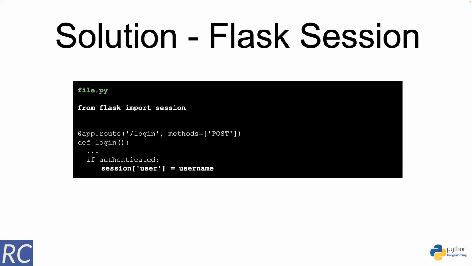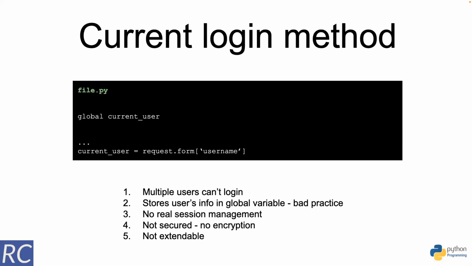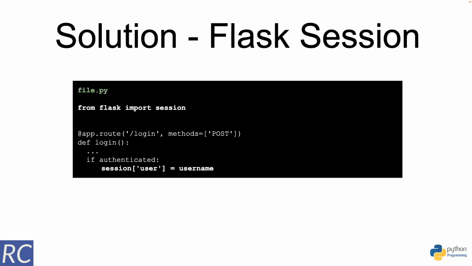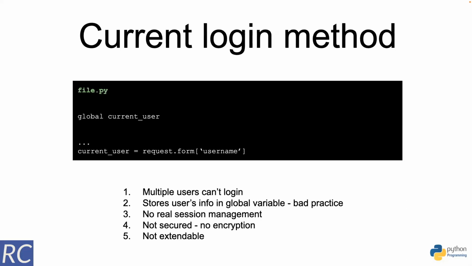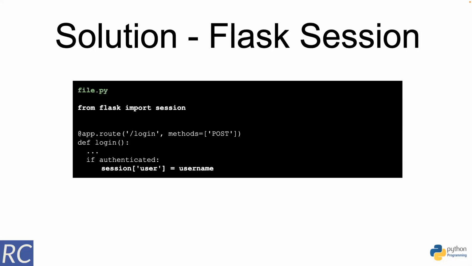Now, instead of storing the data in a current user global variable like we did in the last slide, we'll be storing the data in the session user key. Session here is a Python dictionary, and for people who are new to Python, it's something like a hash map. So we are just setting the key session user to the username, and that's all. That's super simple, right? Going from a bad solution to a good solution is a piece of cake with Flask session.